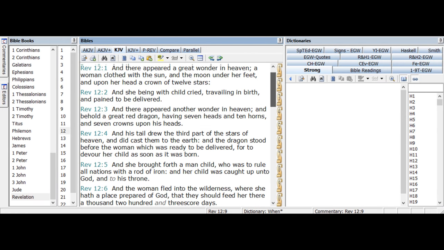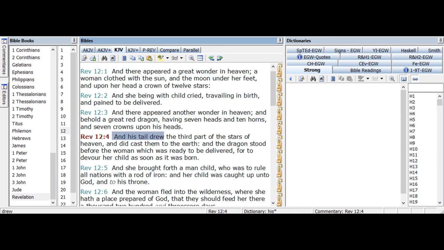Let's read a little bit more about this dragon. We can go to verse 4. And his tail drew the third part of the stars of heaven and did cast them to the ground or to the earth. And the dragon stood before the woman which was ready to be delivered for to devour her child as soon as it was born. Who is this child? And she brought forth a man-child who was to rule all nations with a rod of iron, and her child was caught up unto God and to his throne.